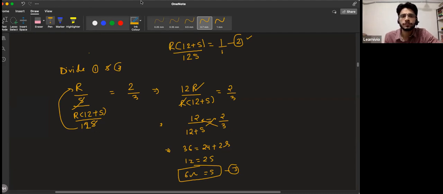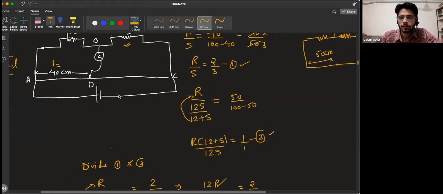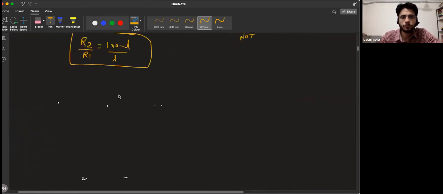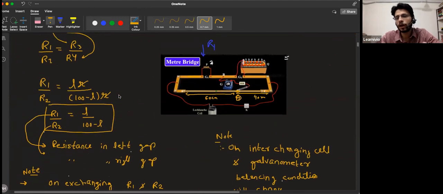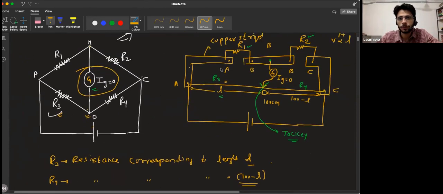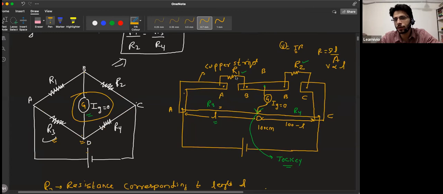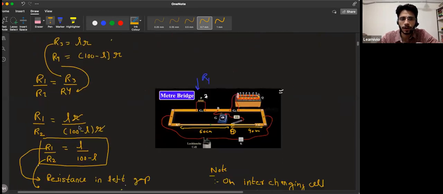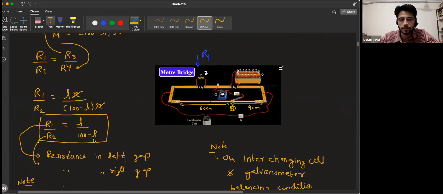Does everyone have written? See, Hishma, I'm repeating it again. For meter bridge, we have two resistors, one in the left gap and then there is the right gap. This we have done. The resistance in the left gap is R1, the resistance in the right gap is R2, and the balancing length is L. The relation between R1, R2 and L is this: R1 by R2 is L by 100 minus L. Is it clear up to here?